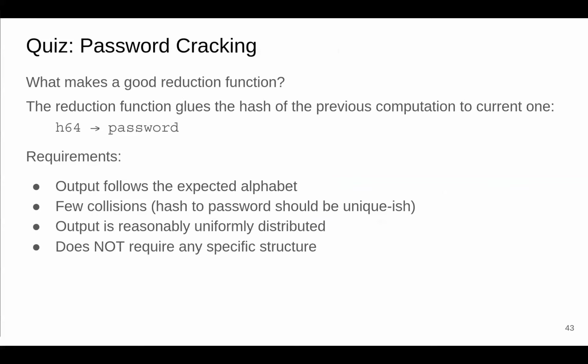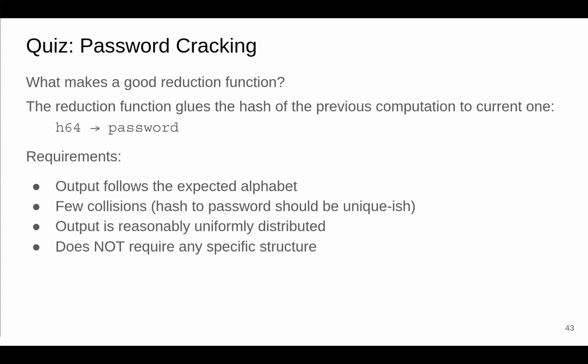So the reduction function glues the hash function of the previous computation to the current one. So it takes a hash and returns a password. The requirement is that the output follows an alphabet. Right? For example, the alphabet may be like we're looking at all the passwords with lowercase letters, uppercase letters, and numbers up to 16 characters. So the reduction function should return a password in this alphabet. Right? Otherwise it doesn't make sense.